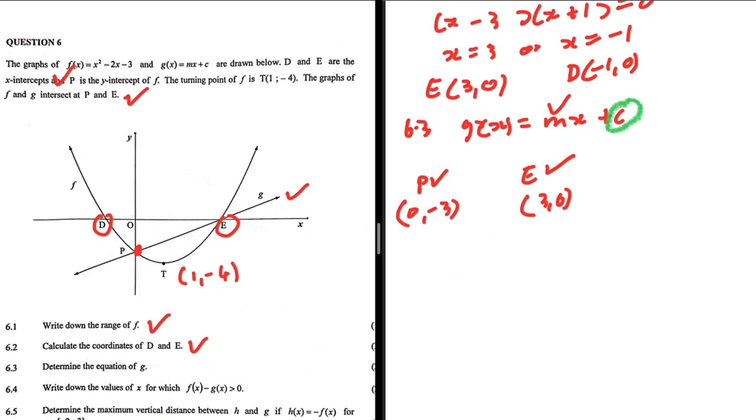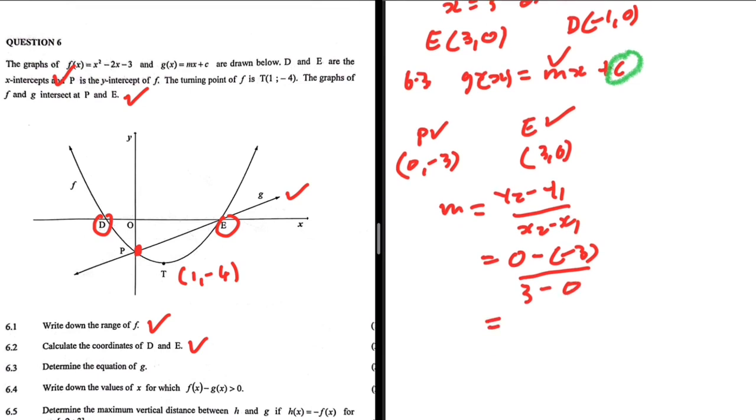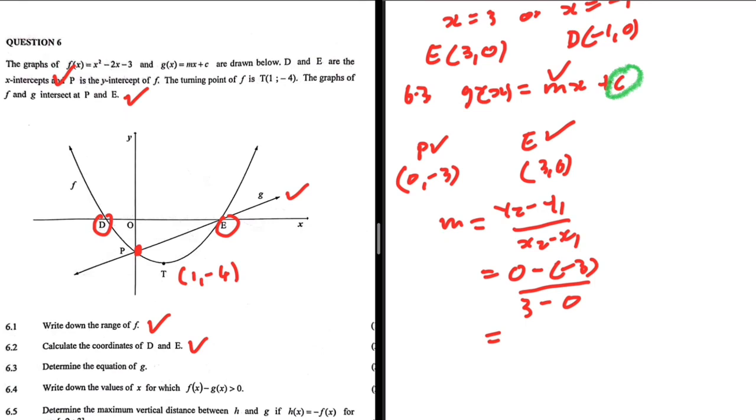Let's go ahead and find the gradient. The gradient is y2 minus y1 divided by x2 minus x1. I keep on writing x1 here in place of y1. I don't know why that is so. Okay, let's take e as our second point. If we take e as our second point, then y2 will be 0 and y1 will be minus 3, divided by x2 at e, that is 3, minus x1 at p, that is 0. So we have 3 actually on the numerator. So 3 divided by 3, that is 1.